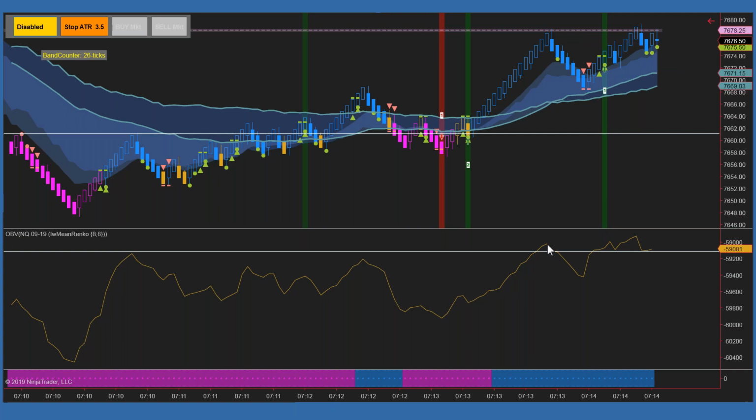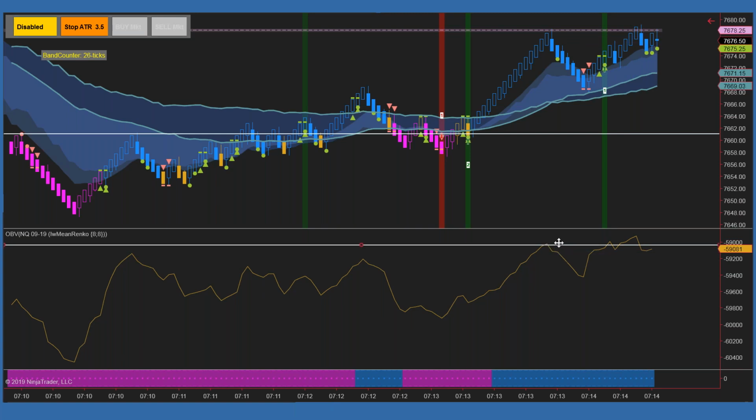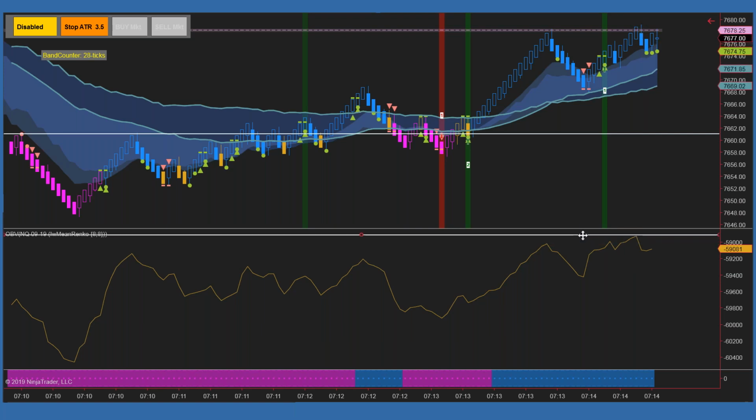Okay, now we've got a little hesitation though. We've got these two levels. We've got this level right here and this level right here, both of them holding up at the resistance zone. We'll go with the higher one. Ooh, that's significant. Volume falling off.